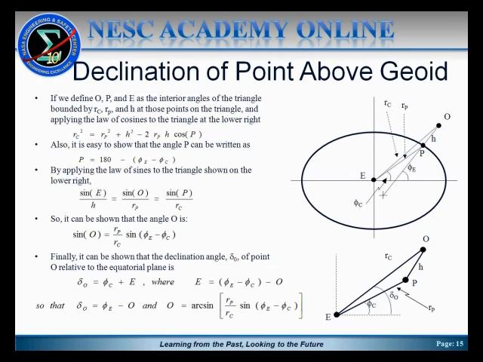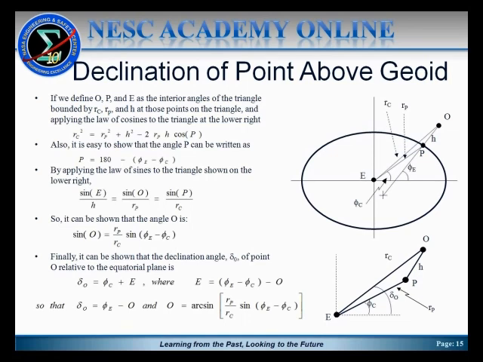And also, by applying the law of sines to the triangle on the lower right, you come up with three quantities that equal each other: sine E over H equals sine O over RP, which is also equal to sine of P over RC. So then, combining these, it can be shown that the angle O can be computed as shown in the equation in the fourth bullet there, that sine of the angle O equals RP over RC times sine of phi E minus phi sub C.